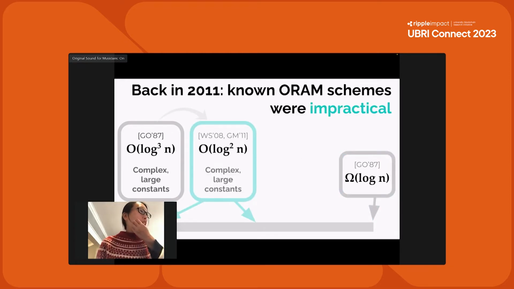And I also want to quickly mention, there was a line of work before ours that tried to improve Goldreich and Ostrovsky's construction. They were able to reduce one of the log factors, so from log cubed to log squared. But all of these schemes were building directly on top of the algorithmic framework originally proposed by Goldreich and Ostrovsky. So these schemes still suffer from the same drawbacks. They're complex and they have large constants, and they're not the best fit for practical implementation.